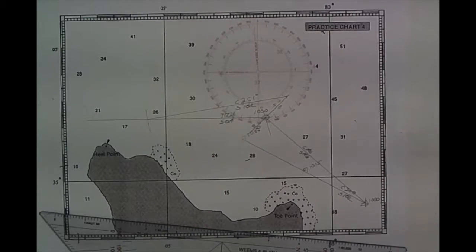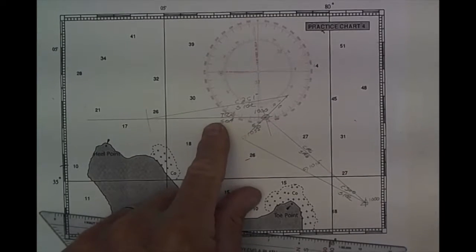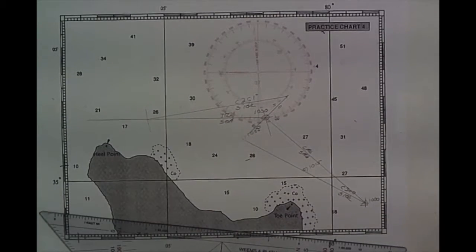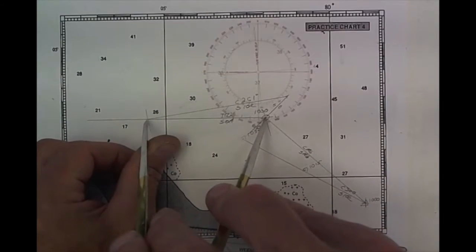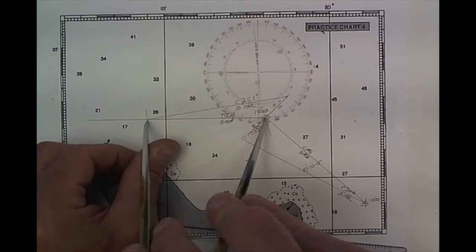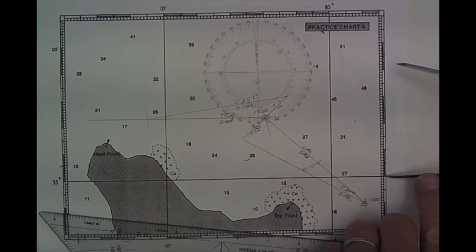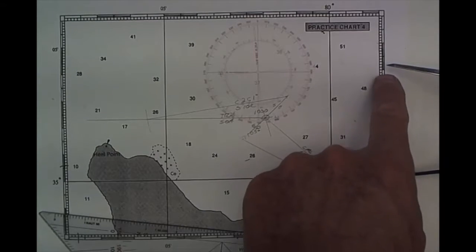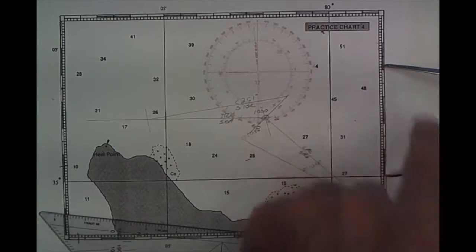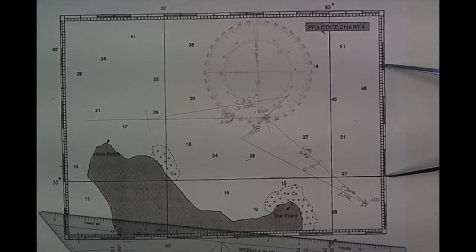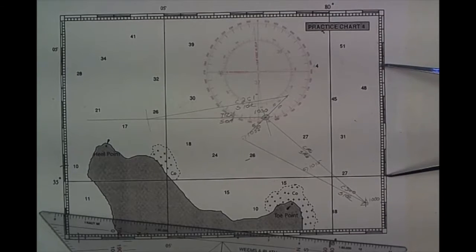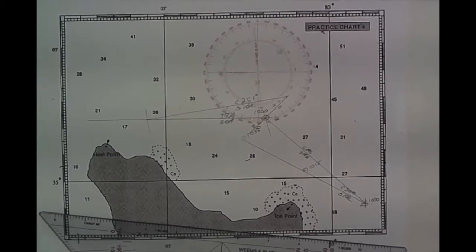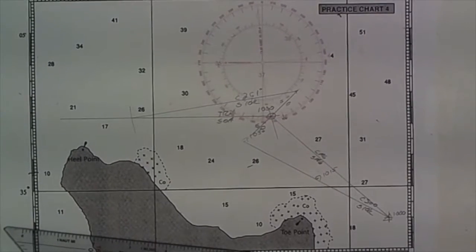So the last thing we need to figure out is our speed of advance. We know we're going to make a track of 270 degrees, but how fast will we go along this track line? What will be our speed of advance? We will measure the length of this vector. It's 4.1 miles, but again, that's in half an hour, so we multiply that by 2, so 4.1 times 2, our speed of advance is 8.2 knots. We've now finished our entire current sailing triangle problem.